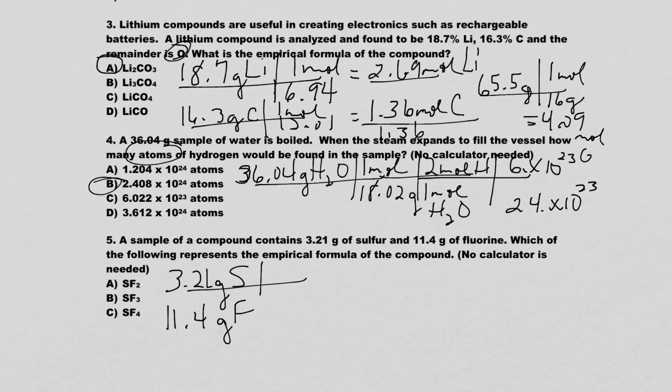So I need to look up the molar mass of sulfur, and I see that it rounds to 32 exactly, or 32.1 actually. It's 32.06, so I could just go ahead and round it. You see why we don't need a calculator, because they wanted us to be able to easily divide. So it's going to be 0.1 moles of sulfur.